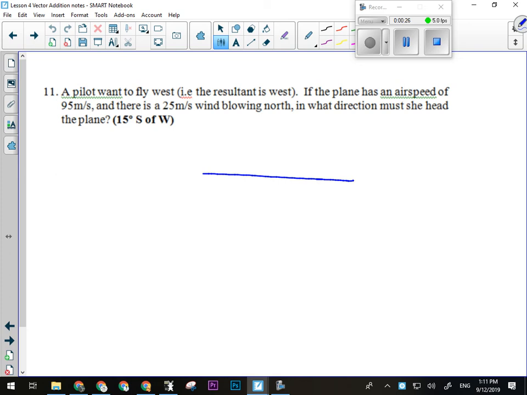So I'm just going to draw my resultant. Okay, I know that my resultant is going to connect the beginning of this question, or the first vector, to the end of the second vector. Everybody follow? Okay, now they're telling me that the wind, which I'm going to consider to be the second vector, is 25 meters per second due north. So I'm going to make that my second vector, and I'm going to connect it to the end of my resultant. Okay, so this is 25 meters per second.